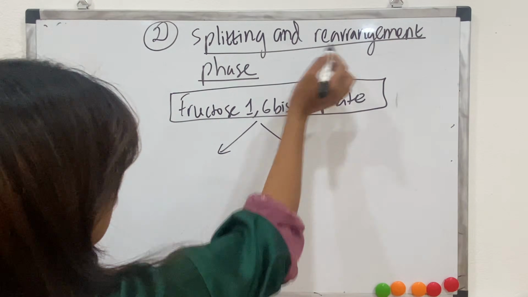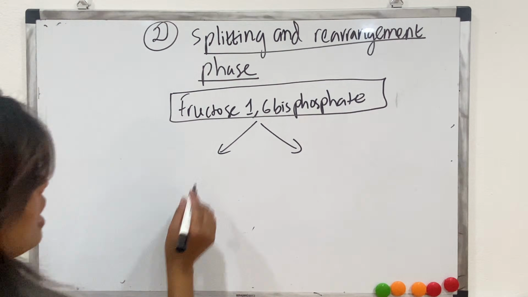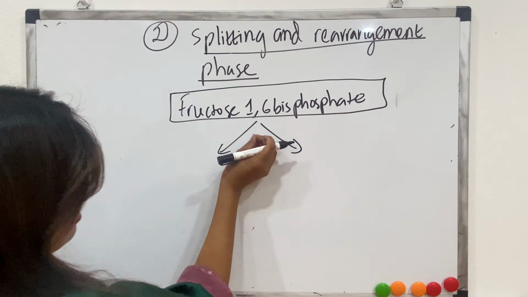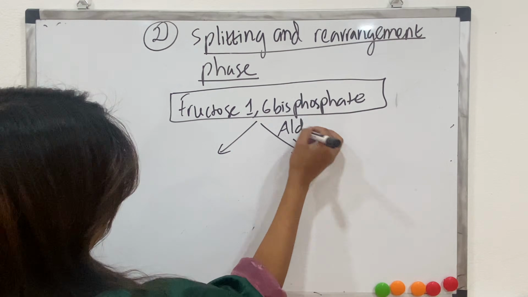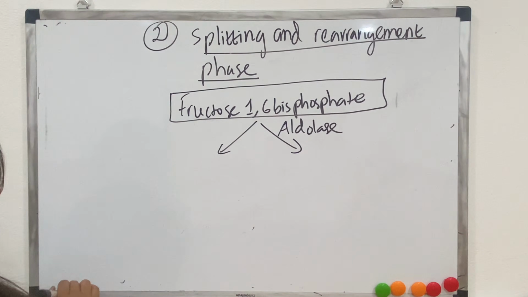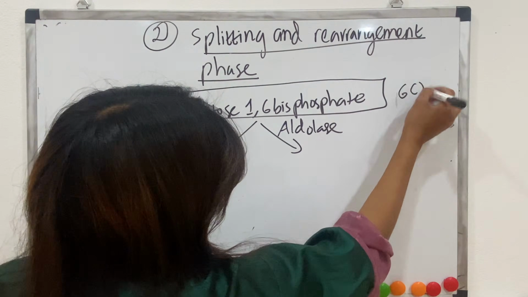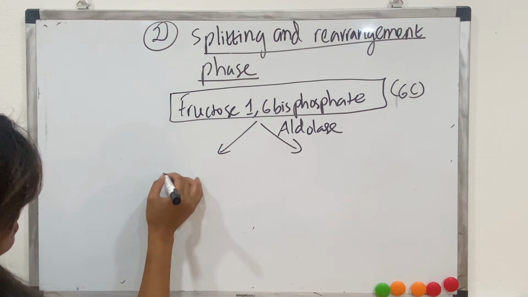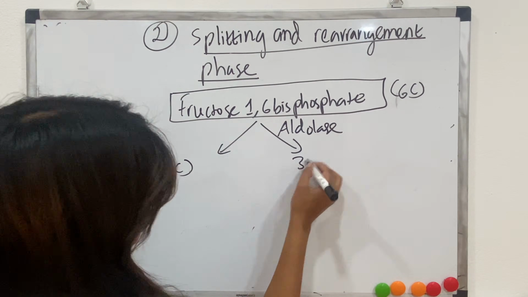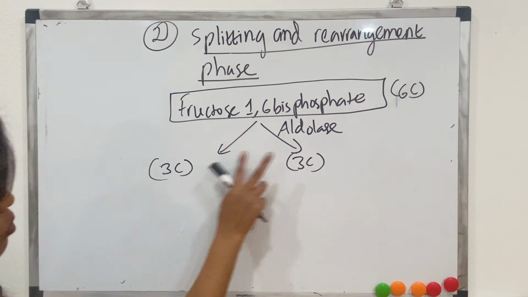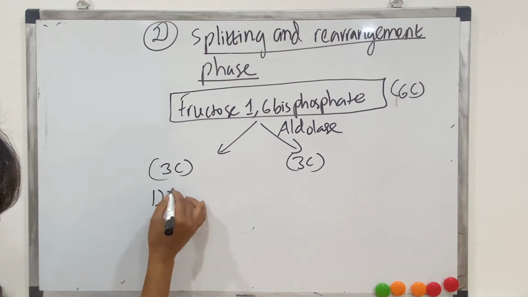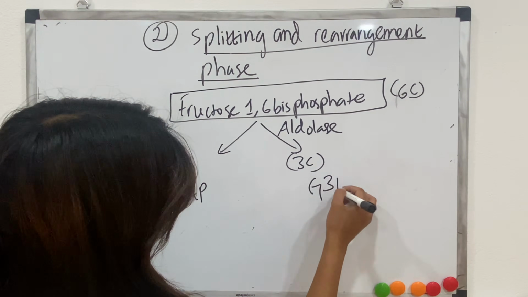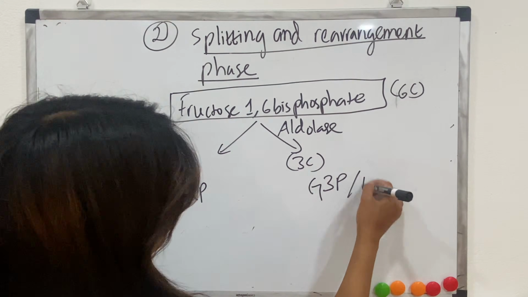The next phase is known as the splitting and rearrangement phase. Fructose 1,6-bisphosphate has 6 carbon atoms in it. With the help of the enzyme aldolase, remember it has 6 carbon atoms, so when it undergoes splitting, it will form 2 molecules which contain 3 carbon atoms each. So there is a distribution of an equal number of carbon atoms, and the molecules are DHAP and G3P.